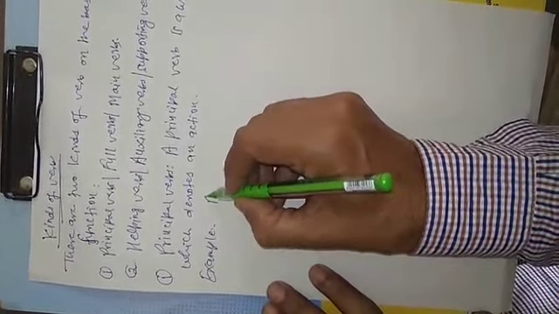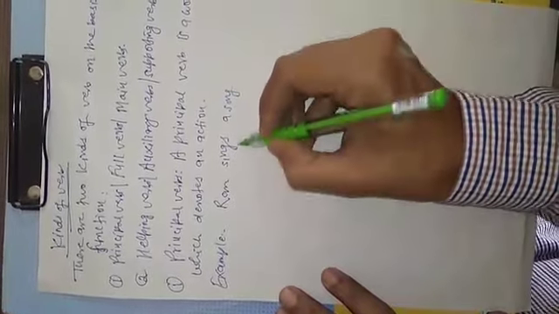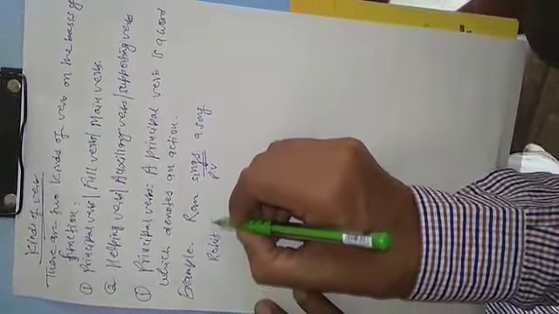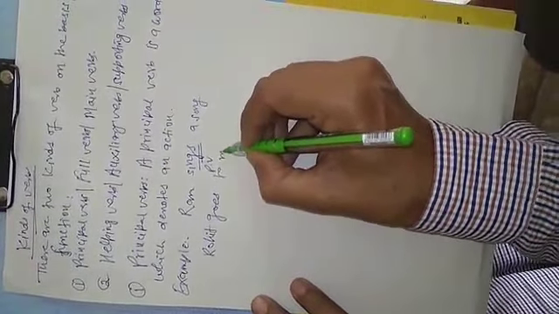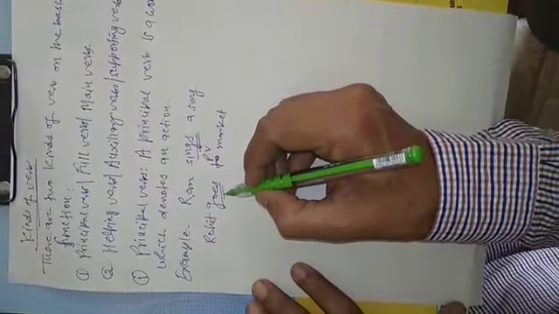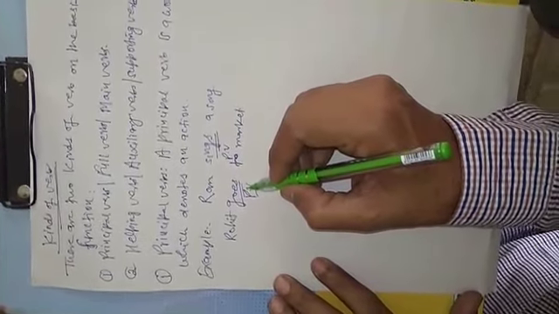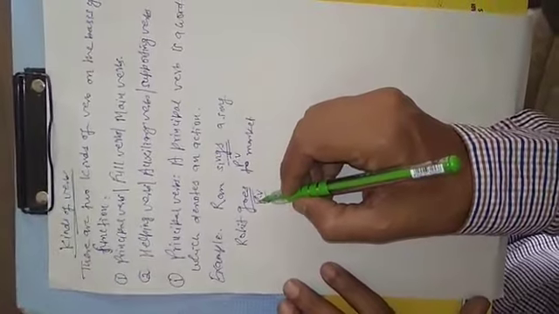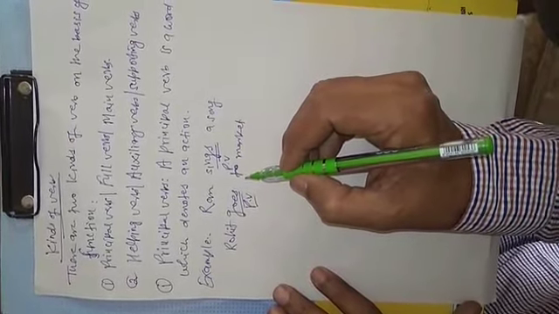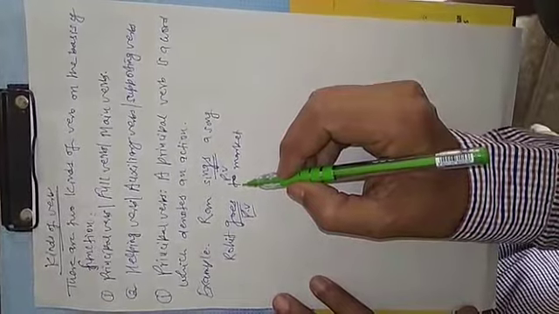Suppose I give an example. Ram sings a song. Sing is the example of principal verb. Similarly, Rohit goes to market. Goes is the example of principal verb. Because goes and sings show the action in a sentence. So, it is absolutely clear that sings and goes both show the action. So this is the example of principal verb in a sentence.